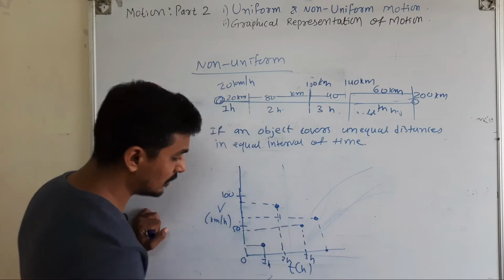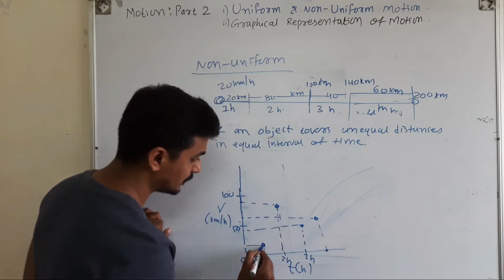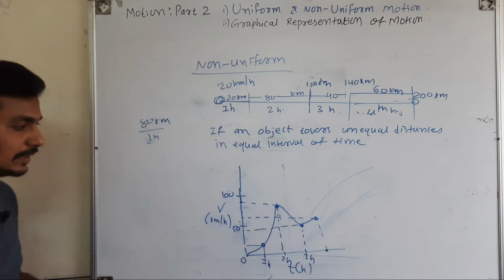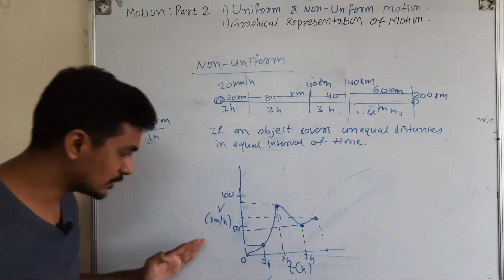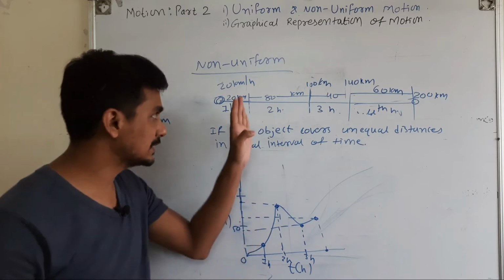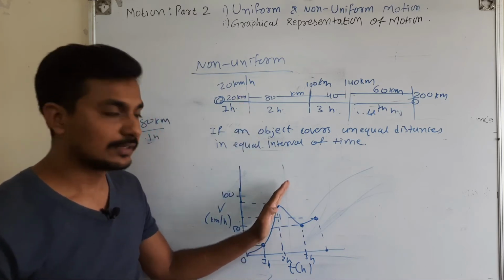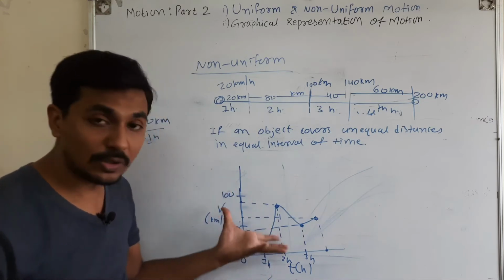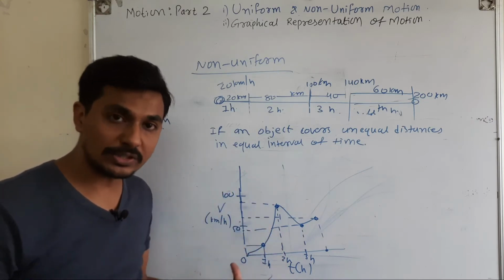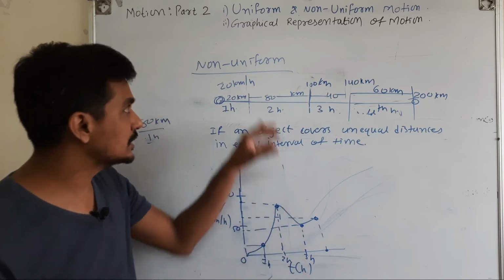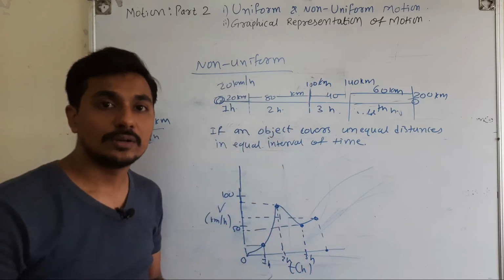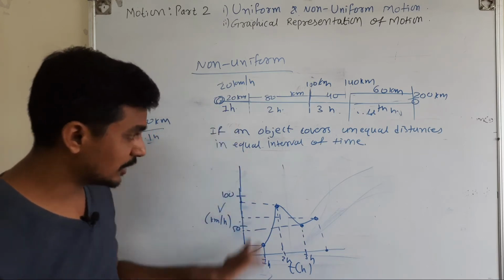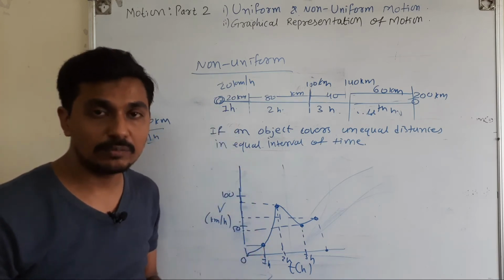Now if we join all these dots, starting from here, what are you getting? See here, the speed is not uniform. Initially your speed is slowly increasing, then in the second hour speed is very fast, then in the third hour your speed is average. So the speed is not constant, it is continuously changing. Such type of motion is called non-uniform motion. I hope you have understood this particular part of uniform and non-uniform motion.